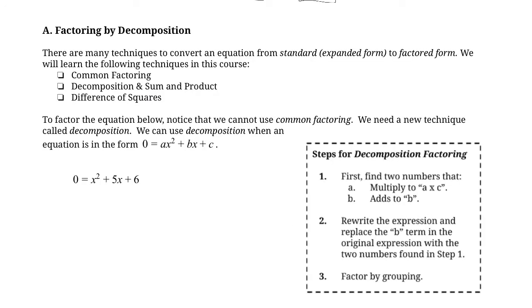All right, now we're ready to look at how to factor quadratic equations using the decomposition method. So in our last lesson, we learned how to factor using common factoring. And common factoring is always going to be your very first step when it comes to factoring, meaning that whenever you get a quadratic equation and you want to factor it, you should always start by checking to see if there is a common factor that you can pull out.